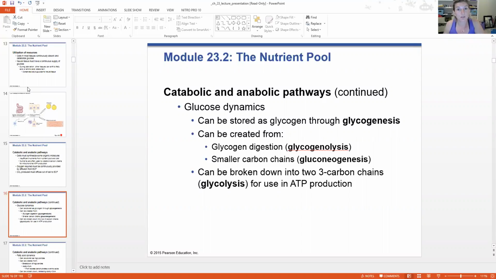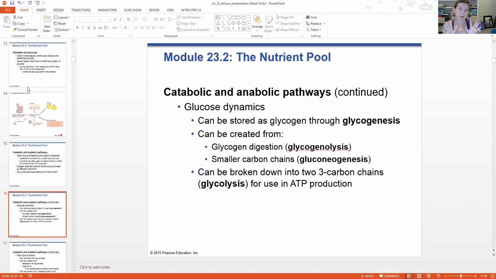So you can break down glycogen to increase blood sugar. Smaller carbon chains can be broken down as well. That's called gluconeogenesis. That prefix neo that's in there means new. So we're basically making glucose from a new source, like an amino acid or a fatty acid. So ultimately, glucose is broken down through the process of glycolysis to form a 3-carbon molecule.